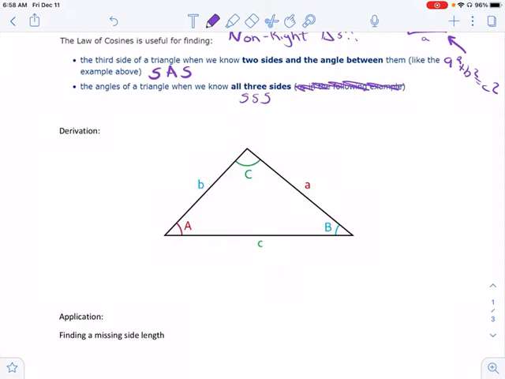To start this, I actually need to create two right triangles. So I'm going to drop this down, which is an altitude or the height of this particular triangle. And I'm going to label this h. I'm going to label this particular point where they intersect as point D. And that's going to help me refer to a couple of triangles here.